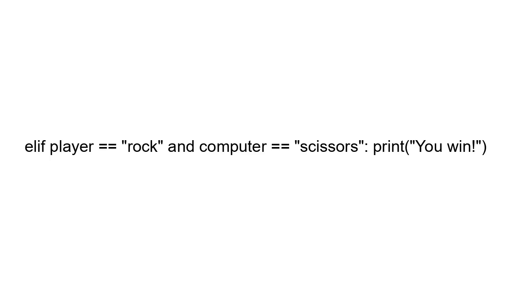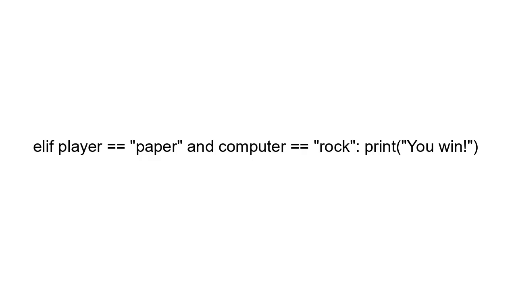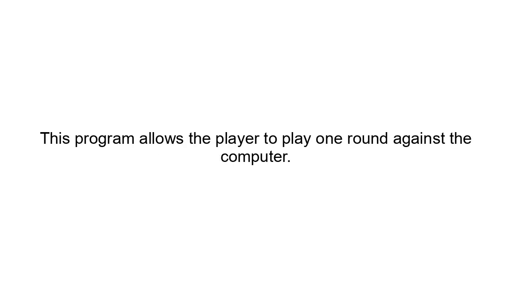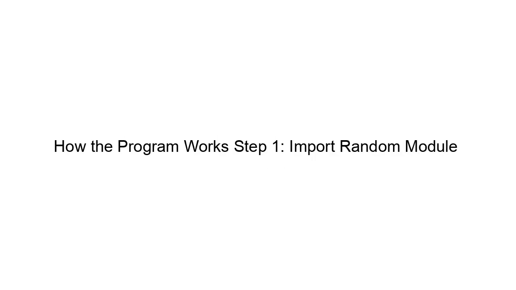If player equals rock and computer equals scissors, print "You win." If player equals paper and computer equals rock, print "You win." If player equals scissors and computer equals paper, print "You win." Else, print "Computer wins." This program allows the player to play one round against the computer.